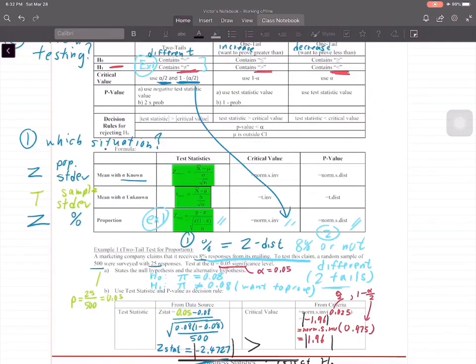The second question you need to ask is which testing you're dealing with. How we know is because in the first two sentences of the question, we're trying to prove whether the response rate is 8% or not. So is it 8% or is it different than 8%? That's what we're trying to prove. Once we understand that we're testing whether it is equal to 8% or not equal to 8%, then we know that we're in a two-tailed test. And that is step 1, asking the two questions: which situation and which testing.